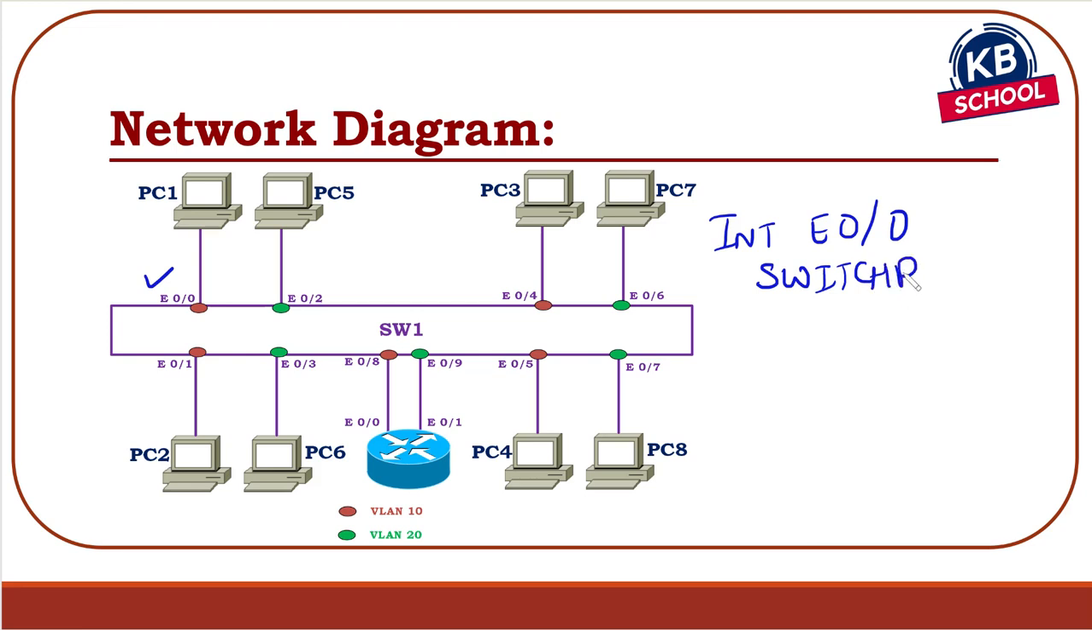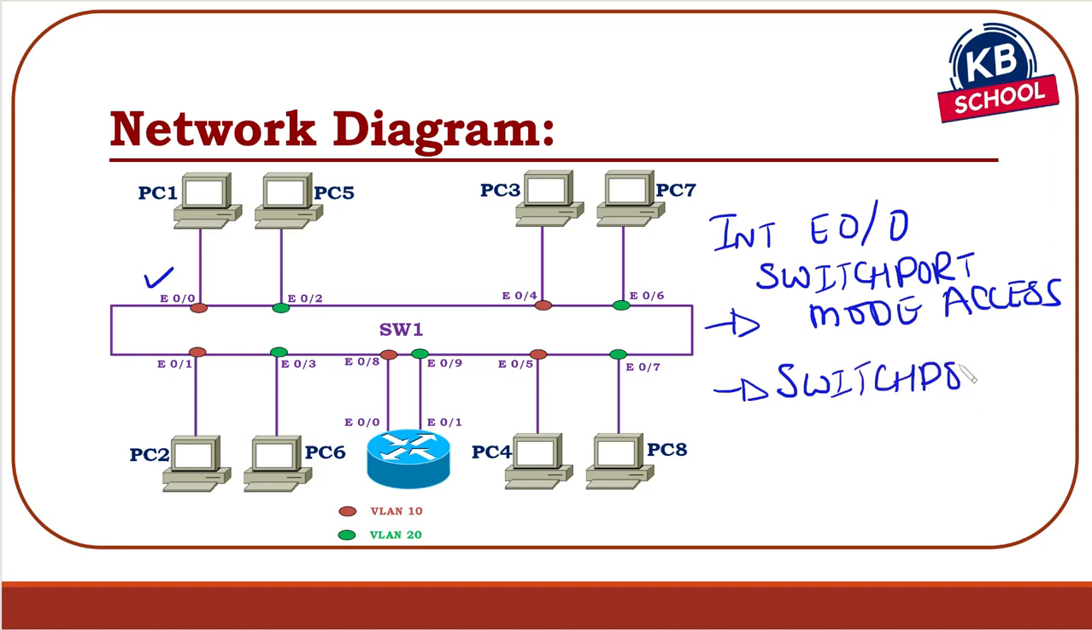The command for that is switchport mode access, one line. I didn't have space, so that's why I did it like that. This is my first command. The second command is to specify my VLAN, again one command: switchport access vlan 10. So what I'm saying is E0/0 over here is an access port in VLAN 10.